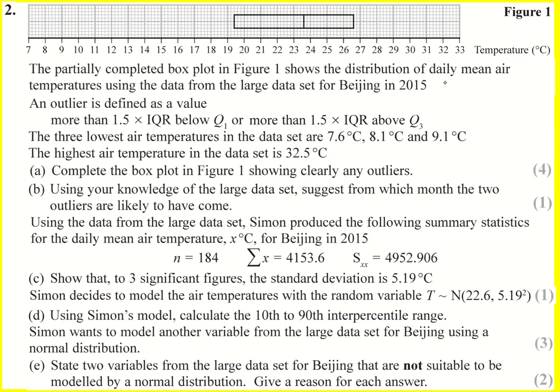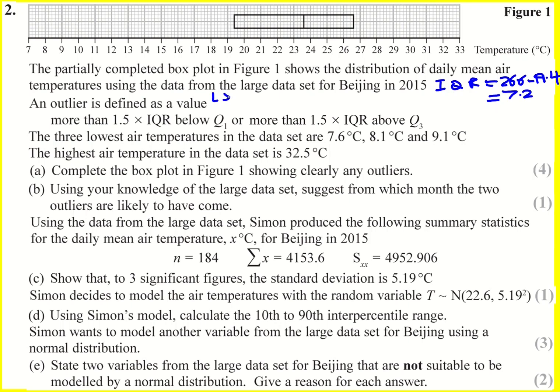Right, let's work out the interquartile range. Now the upper quartile, we need to read this off carefully. So it's gone up 6 little squares, it's going to be 26.6. And I want to minus the lower quartile, which is 19.4. And this gives me an interquartile range of 7.2.